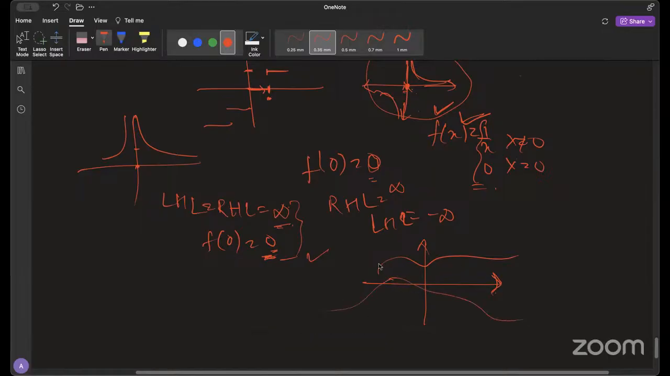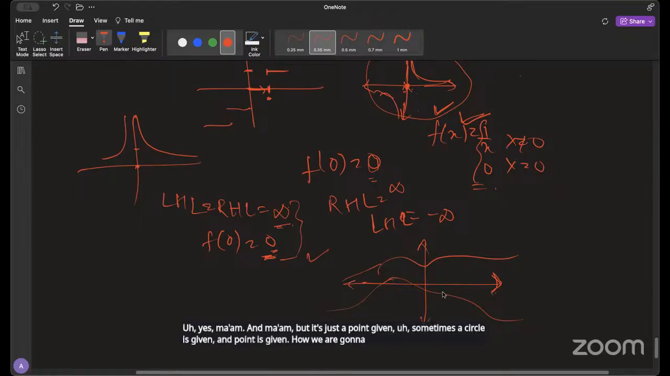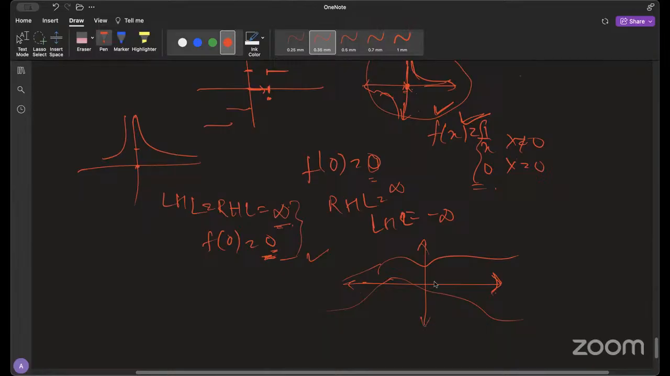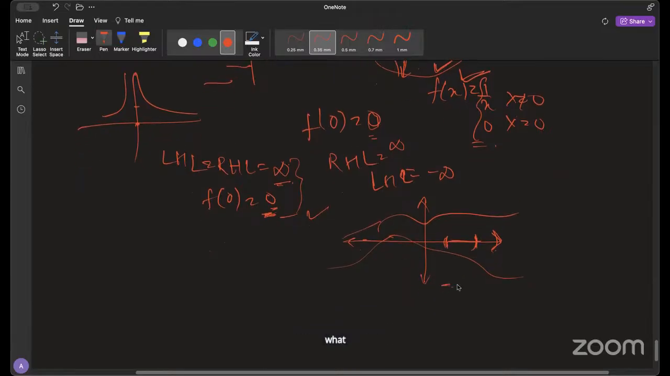Ma'am, but sometimes just a point is given. Sometimes a circle is given and a point is given. How are we going to check continuity? We are given intervals. You can take values of your choice. Let's just take this interval. So what's the question? What do you want to do in this question? Ma'am, can we check continuity if the interval is given between these two graphs?